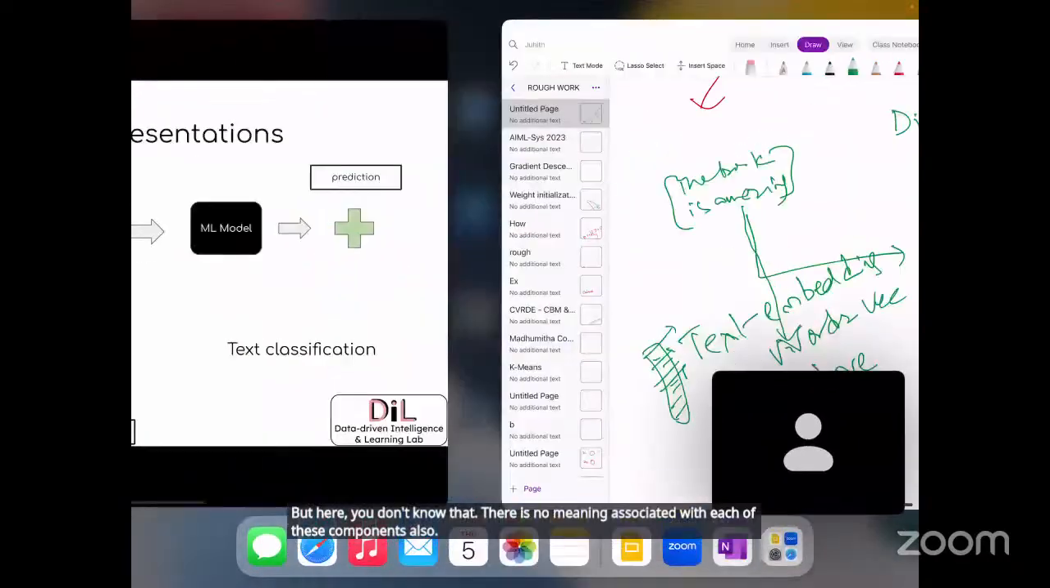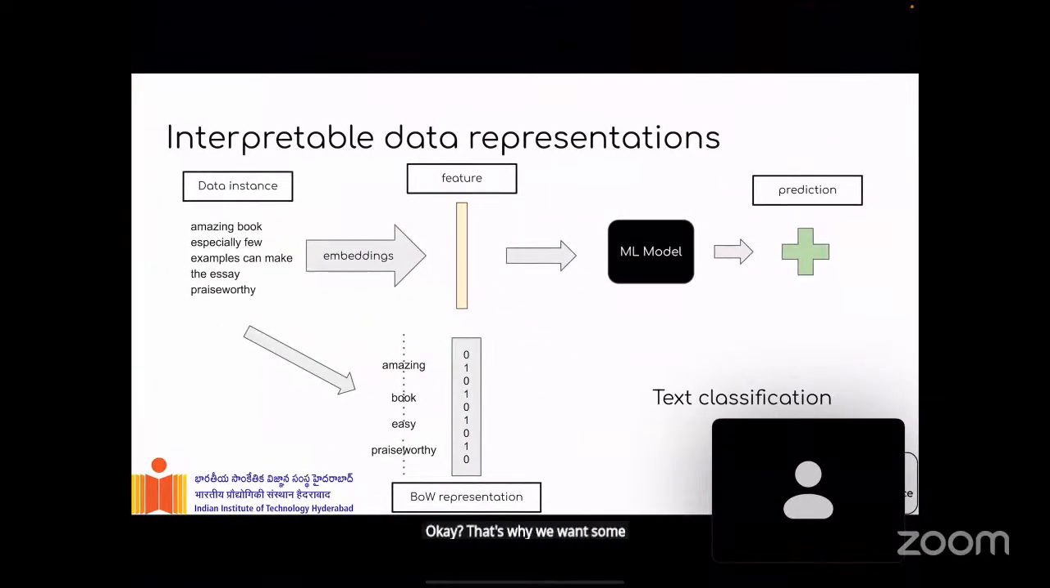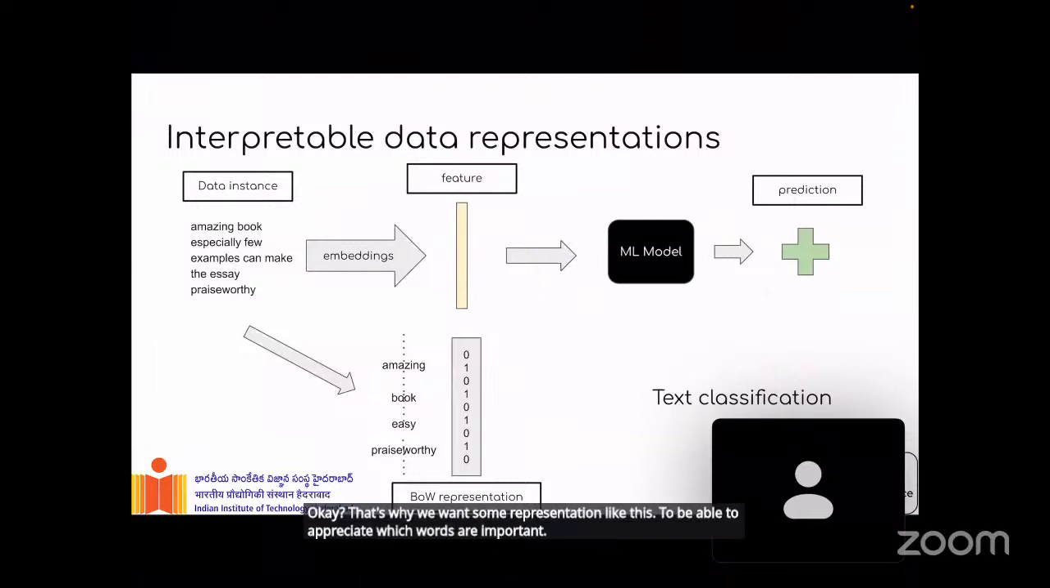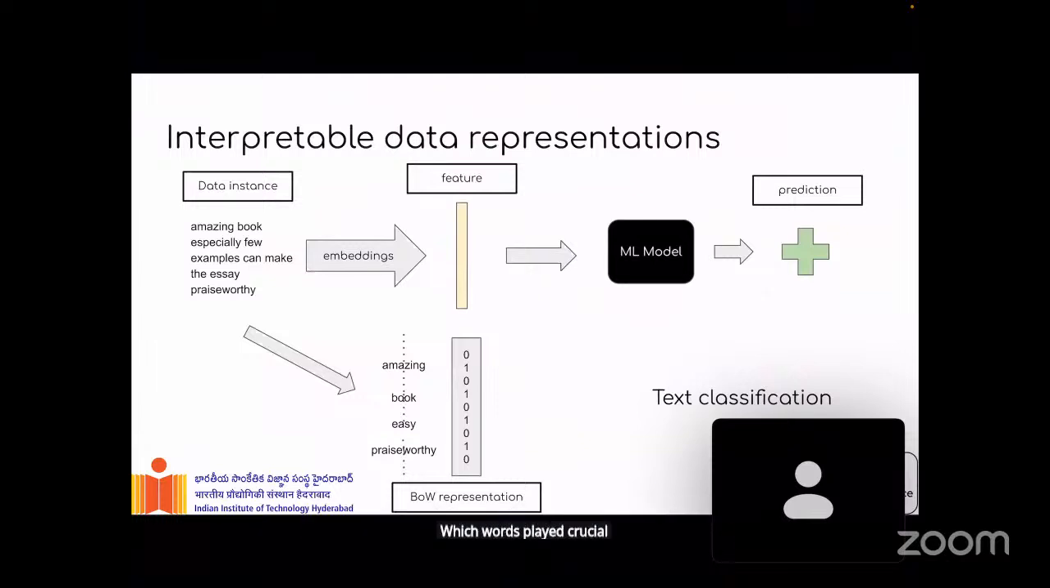Okay, that's why we want some representation like this, to be able to appreciate which words are important, which words played a crucial role in the decision of the model, all of them. Please stop me in case you are not following. I'll finish off the application first, then you will appreciate it better. Despite that, if you have any questions, please feel free to ask. First let us complete the argument, then you will be able to completely understand.